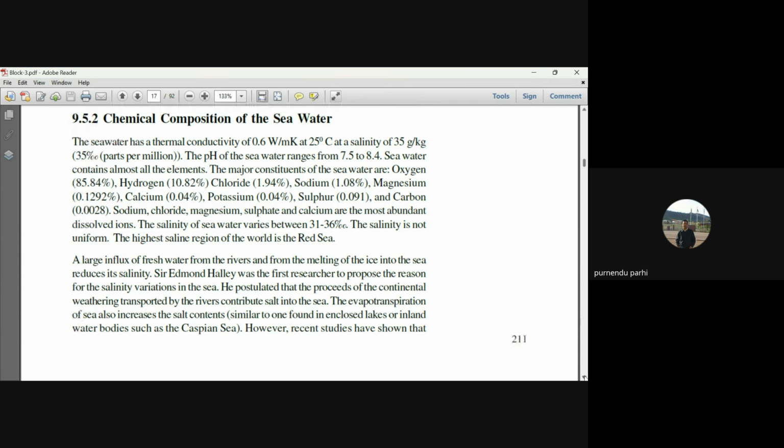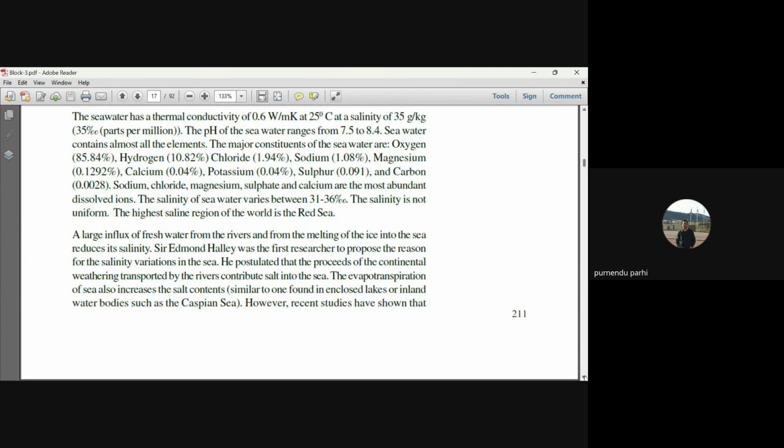The salinity of seawater varies between 31 to 36 parts per thousand. The salinity is not uniform. The highest salinity region of the world is the Red Sea. A large influx of fresh water from the river and from the melting of the ice into the sea reduces its salinity. Sir Edmund Halley was the first researcher to propose the reason for the salinity variation in the sea.